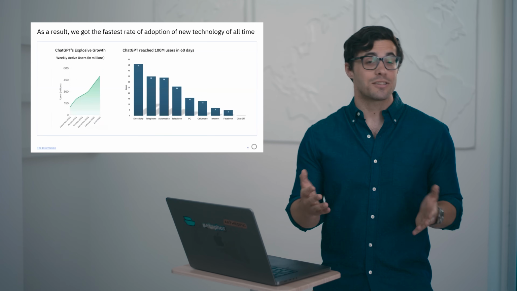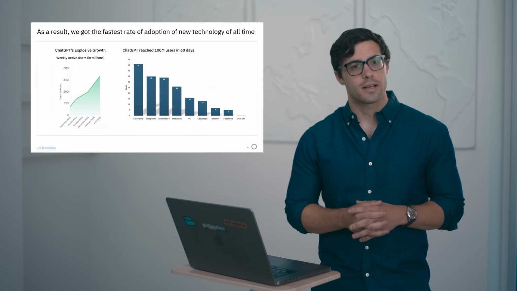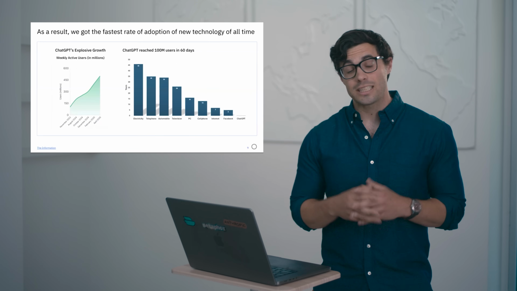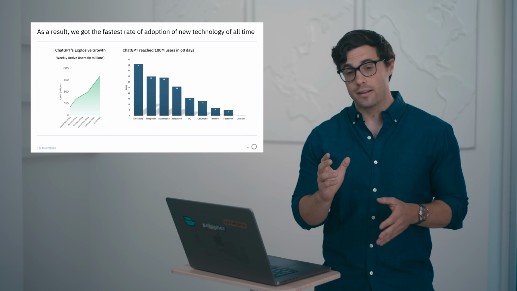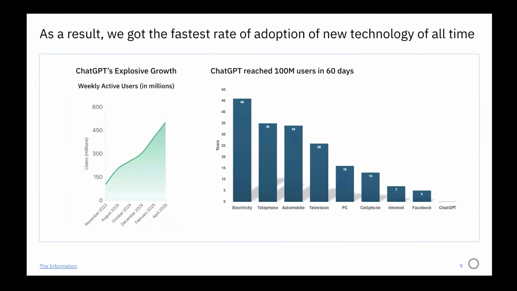And what this led us to as we continued scaling was essentially the fastest rate of technology adoption of a new technology of all time. ChatGPT is now at almost 500 million weekly active users. Almost 1 billion people use AI on a monthly basis nowadays.